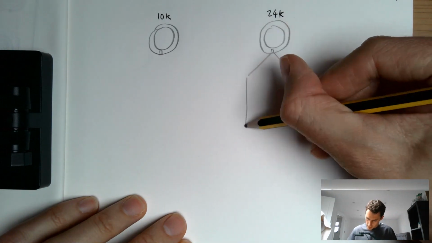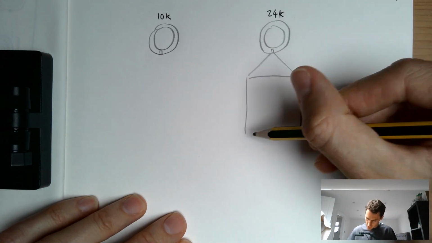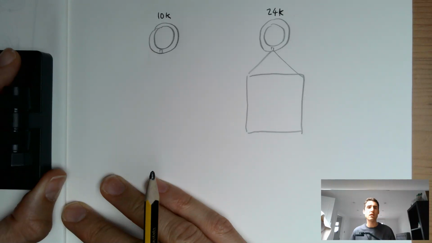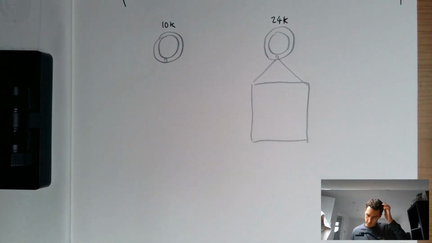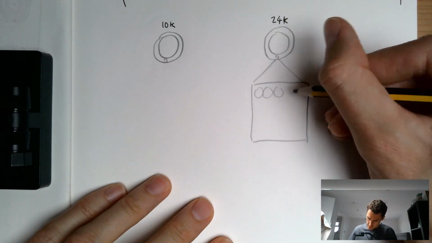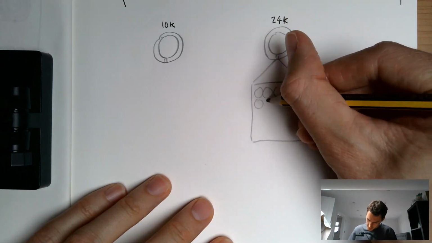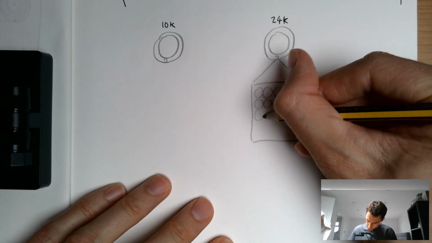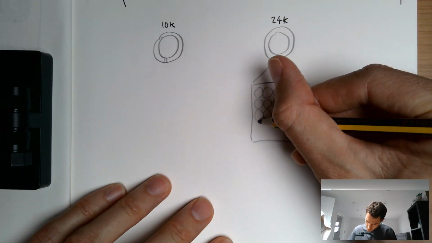Now, I don't know the origins of this system. I don't know why 24 was considered the number for pure gold, or nearly pure gold. But this is what it looks like on the inside of our 24 carat gold ring. We've got the fixed lattice.